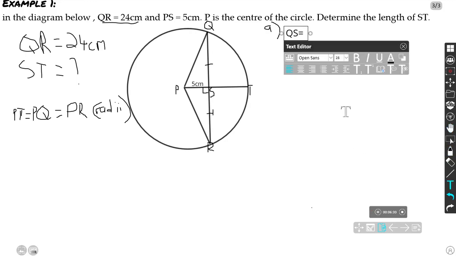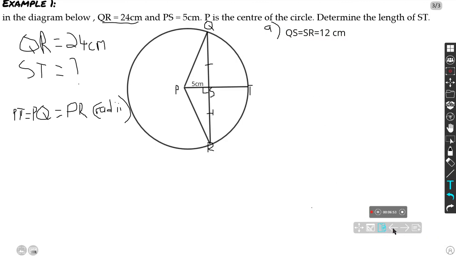So I'm going to say QS is equal to SR, which is equal to 12 centimeters. Then you need to have your reason, right? What is your reason? Let me go back, I think I can find it here.